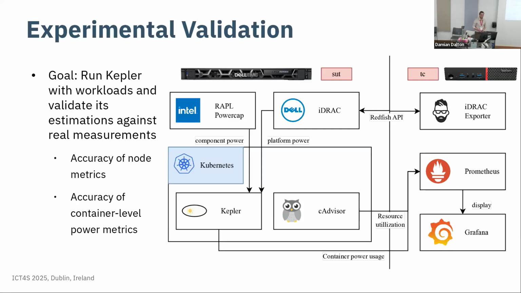There are multiple. Power cap is the simplest. And we have IDRAC, which is provided by the Dell server that we have run our experiments on. We use some external software to get the readings from IDRAC into Prometheus. And we also read both Kepler and cAdvisor into Prometheus, where we do our data processing later.